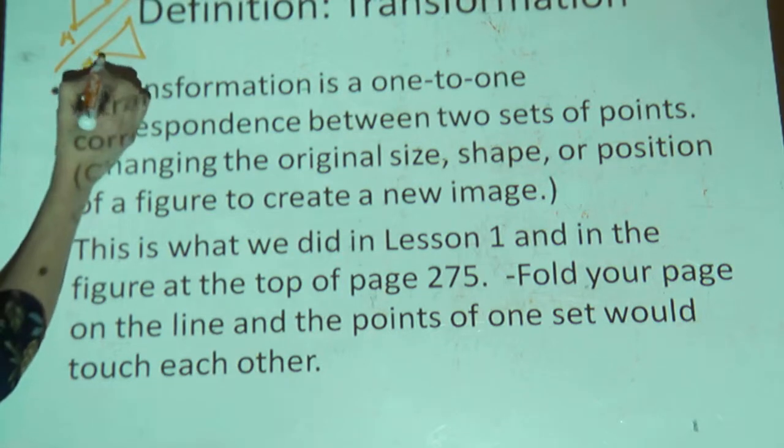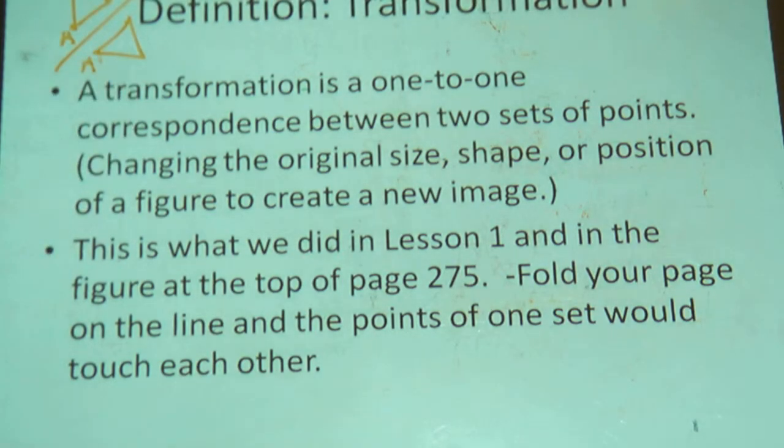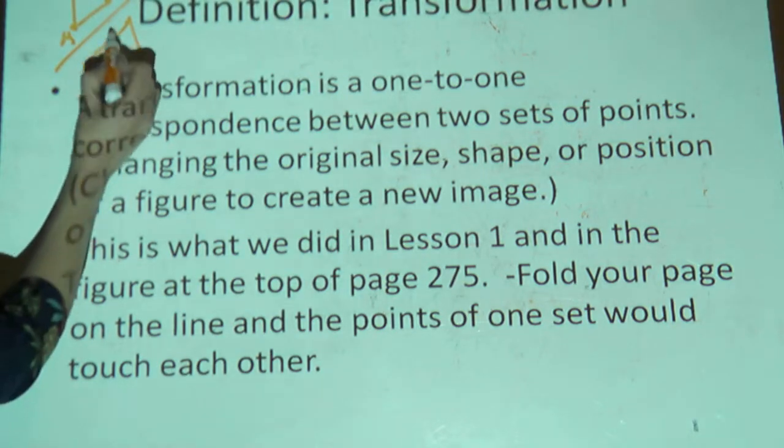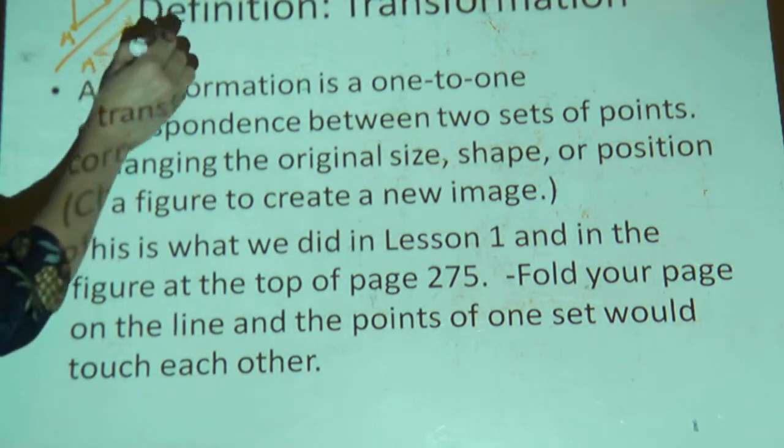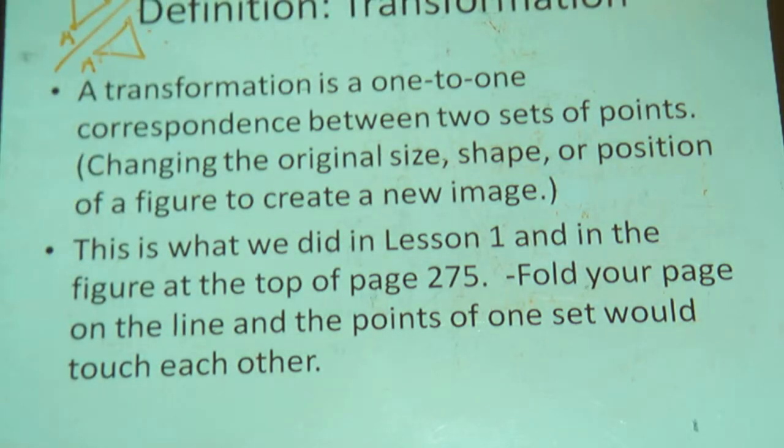I called it 1 yesterday. Well, the other day, I've now learned it's prime. And the measurements are still going to be the same. The angles are going to be the same. If you had 3 points, the collinearity is going to be the same. So transformation just means you're changing the original one to create a new image. And this is what we did in lesson 1 when we did the reflections.